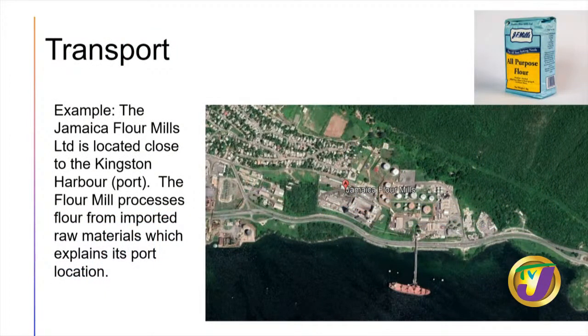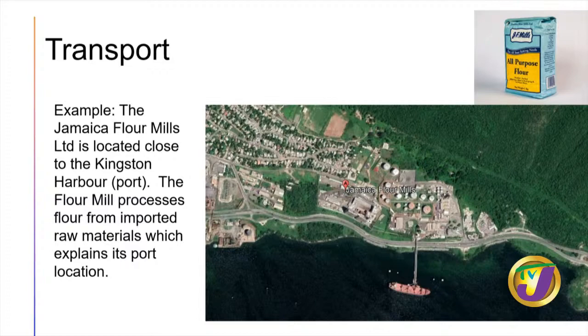Now, this is just a satellite image showing you the location of the Jamaica Flour Mills. As I had mentioned before, the Jamaica Flour Mills depends very, very heavily on imports, right? So its main raw material is imported, and it is processed right at the port there and then distributed. It is also in a favorable location because of its access or proximity to the market.